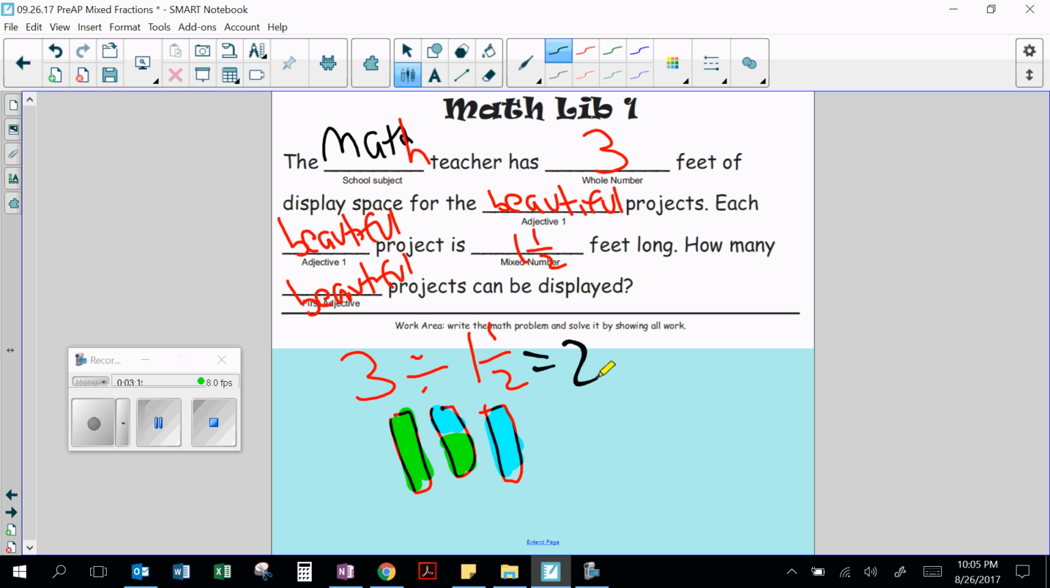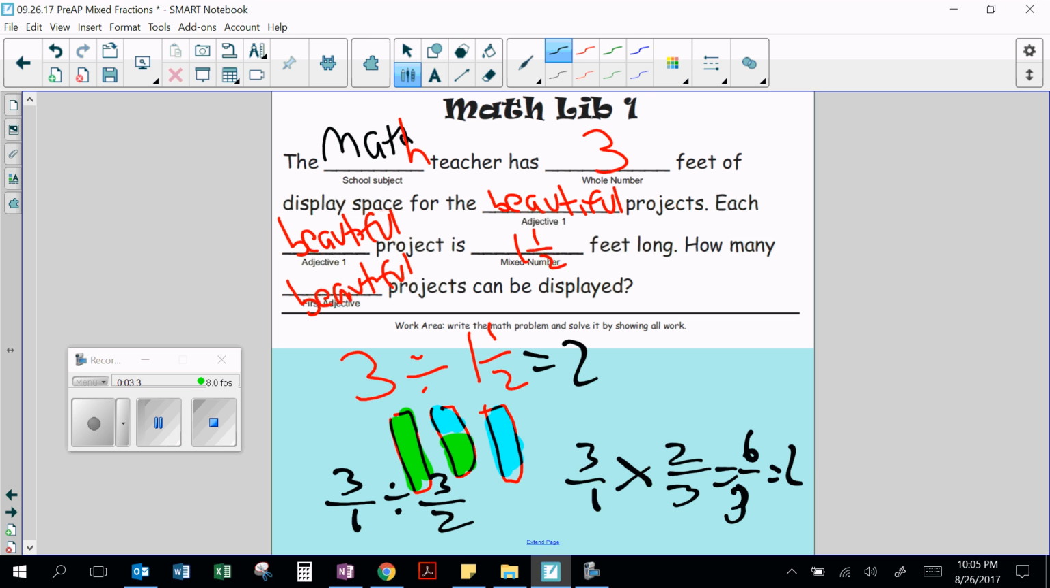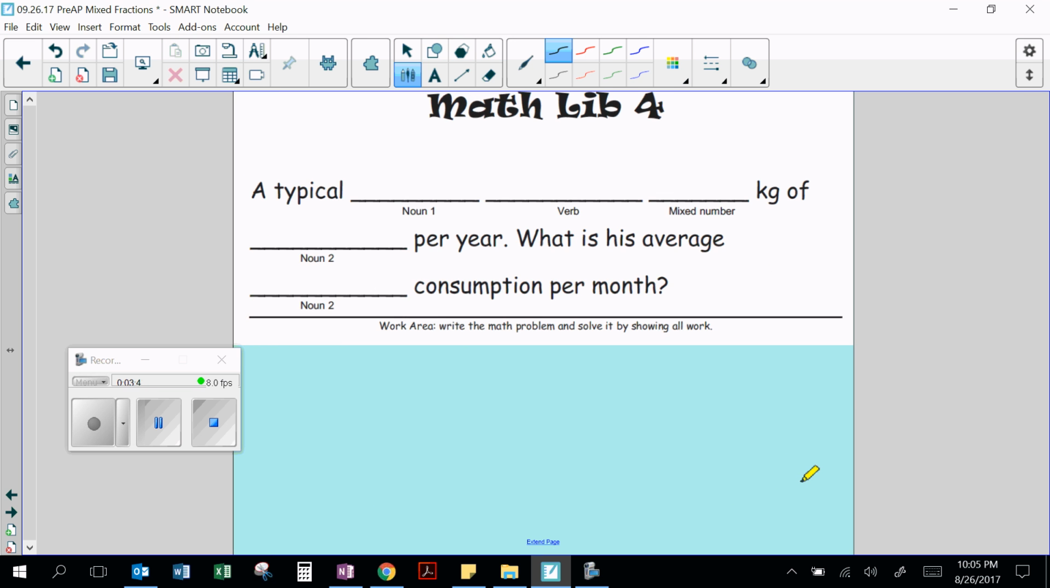Could I solve this mathematically? How would you write 3 in fractional form? 3/1. How would you write 1 1/2 in fractional form? 3 halves. Now I need to keep the original fraction. I multiply by the reciprocal of the second one, 2/3, and you get 6/3 or 2. And you're going to be doing several more examples of Mad Libs.